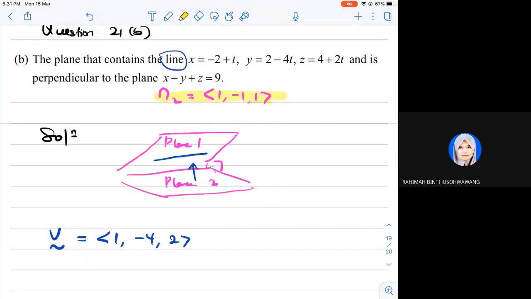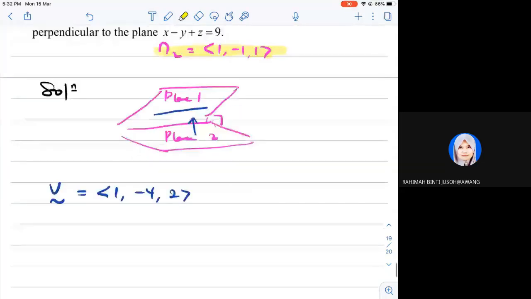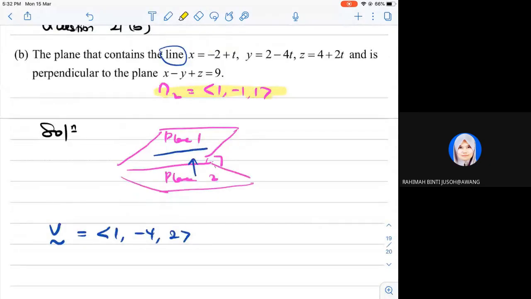Maksud dia apa guys? Dia adalah parallel vector yang parallel juga terhadap plane yang pertama tadi. Tapi dia bukan normal vector bagi plane yang pertama. Okay, you faham tak guys? Dia macam ni. Sebab nak form equation of plane, dia kena ada normal vector, betul? Okay, plane yang pertama dia perpendicular, sudut dia 90 darjah dengan plane yang kedua. Okay, normal vector yang kedua ni juga adalah parallel vector bagi plane yang pertama.